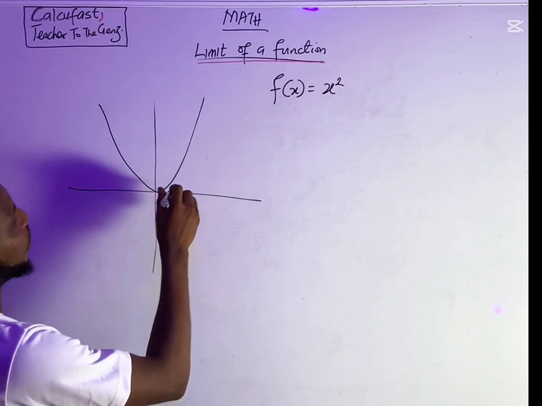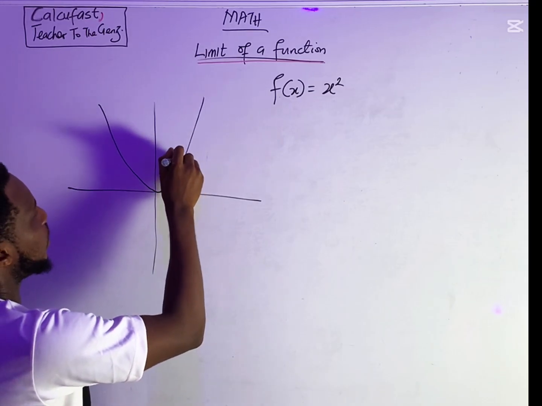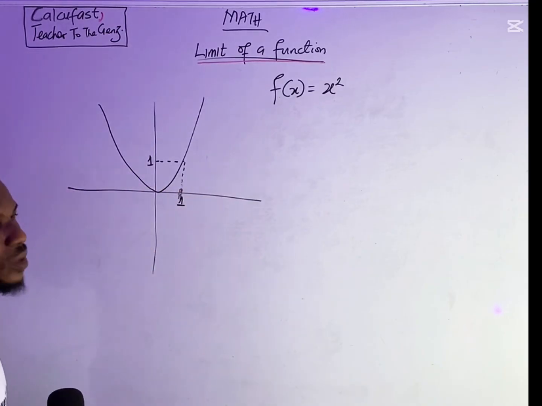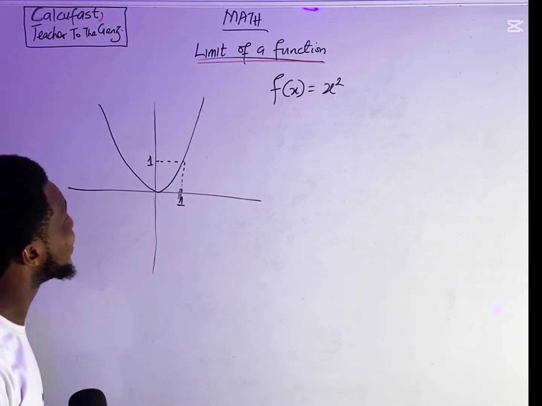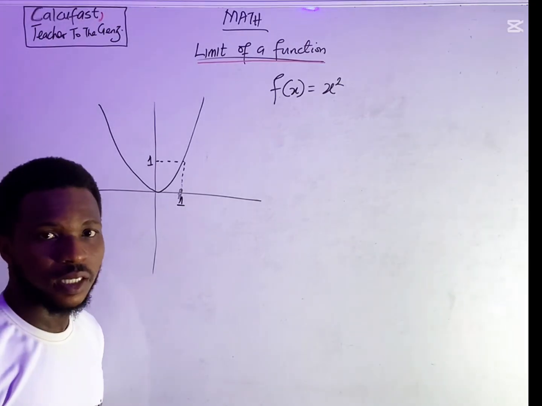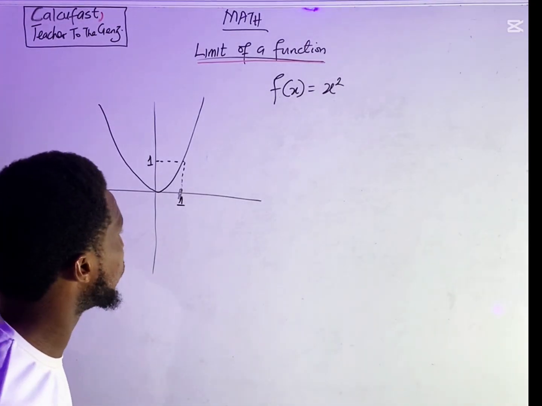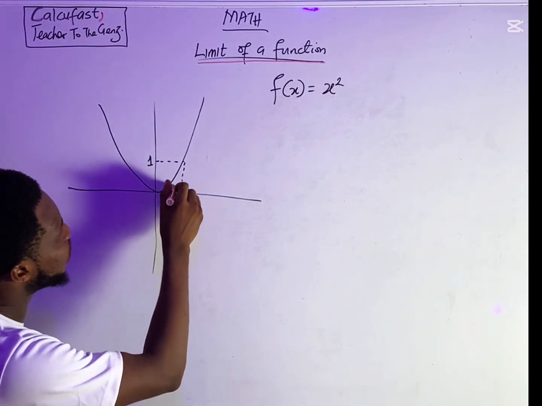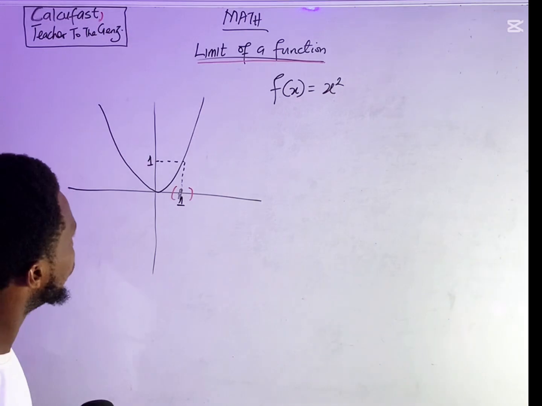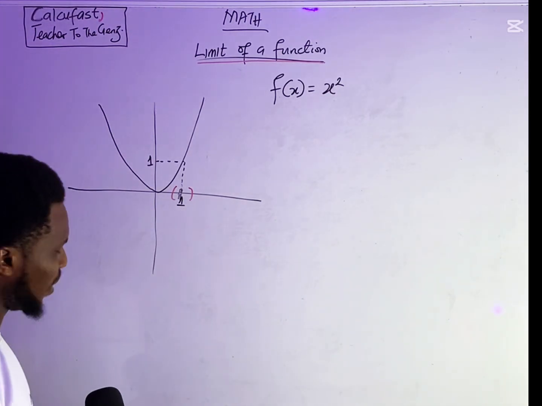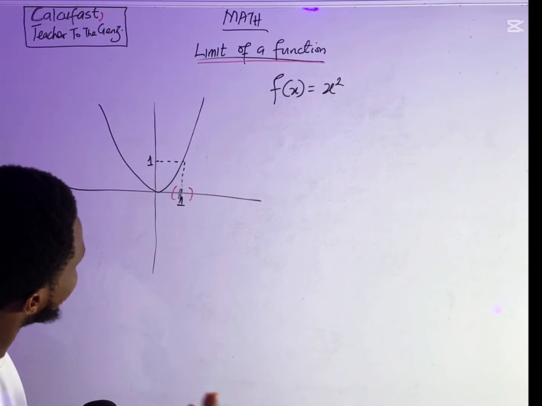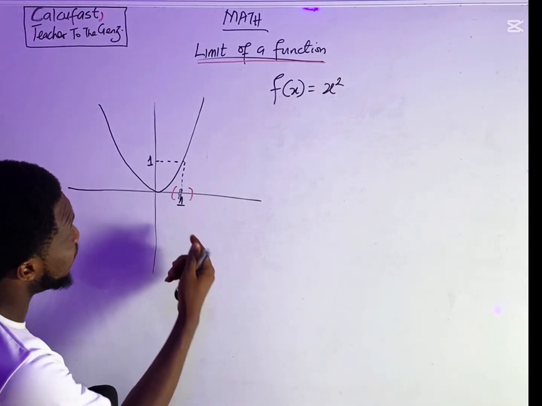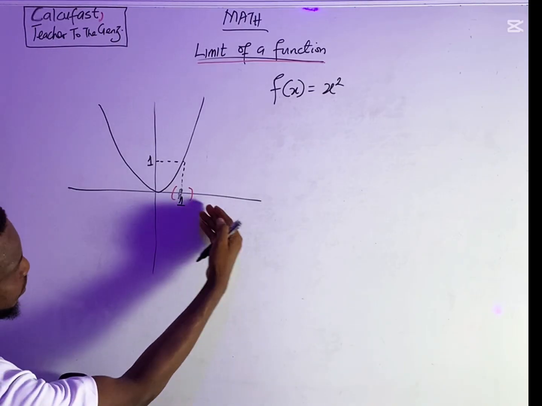Now look at this, this is 1. Now we want to see the behavior of this function as x gets closer and closer to 1. When I say closer and closer to 1, I mean we want to look at the neighborhood of 1. What are those numbers very, very close to 1? What is the behavior of this function when x, let's picture it from the right hand side?